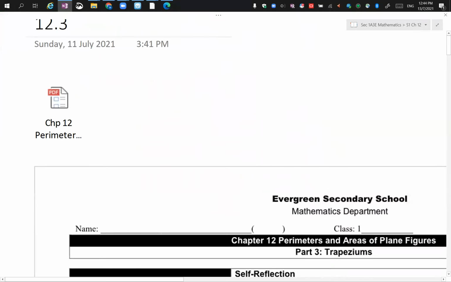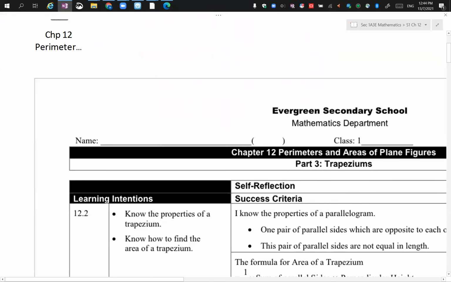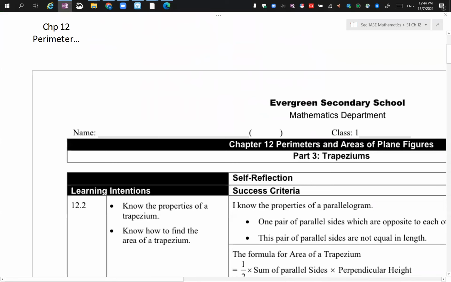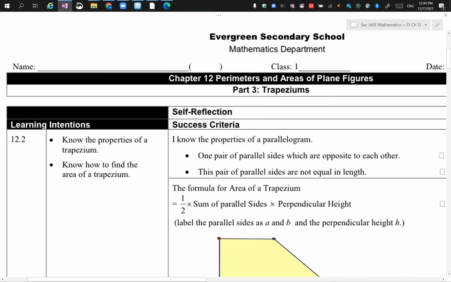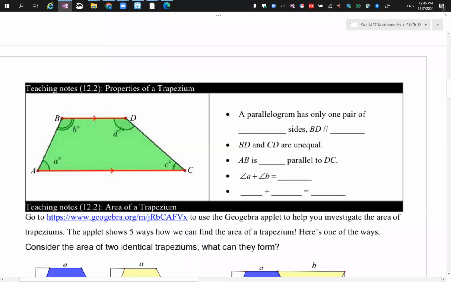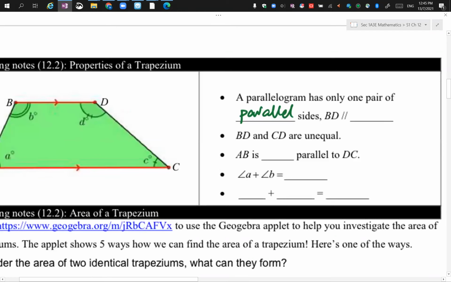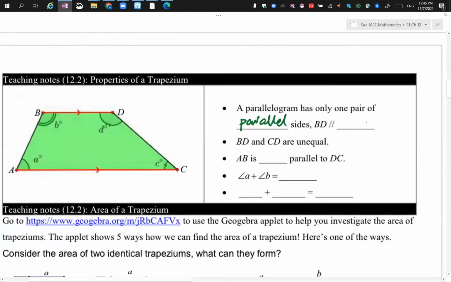Trapezium. Okay, now for trapezium, how is it different from our parallelogram, from our rhombus? It only has one pair of parallel sides. Fill in the blanks, parallel. BD parallel AC. Chapter 12, part 3 already.